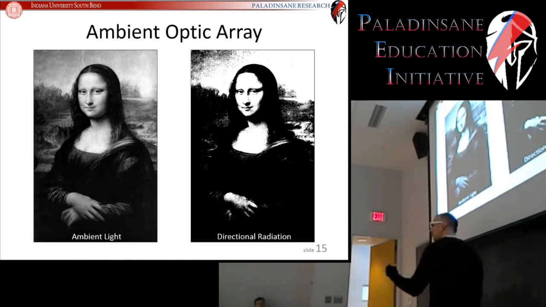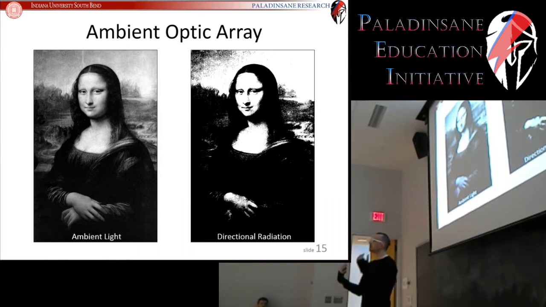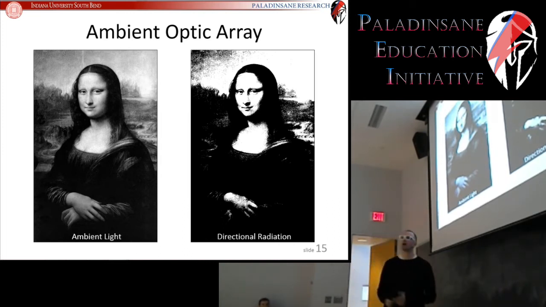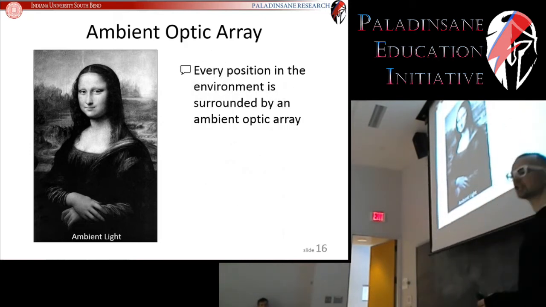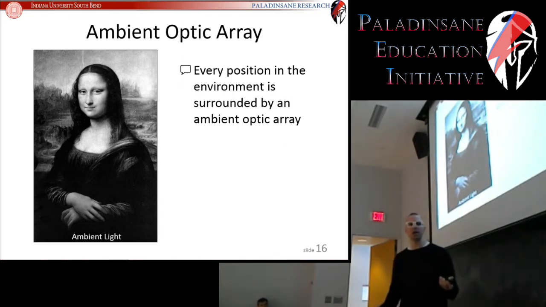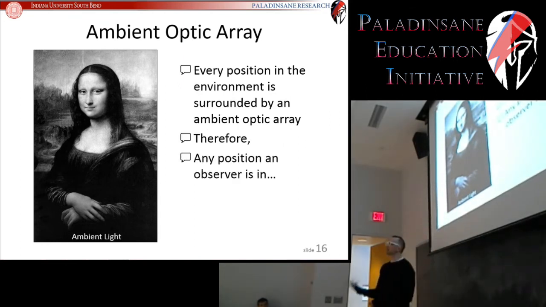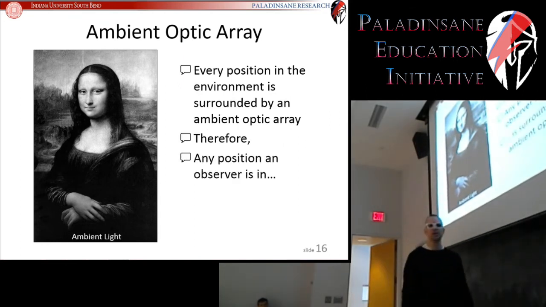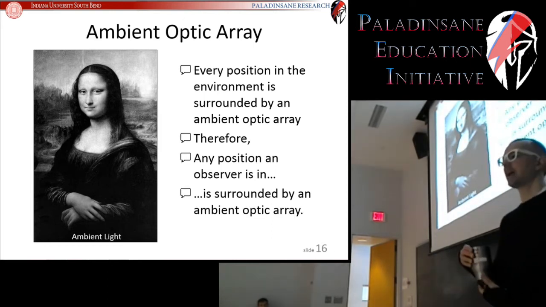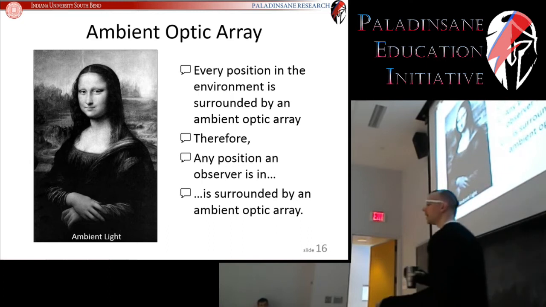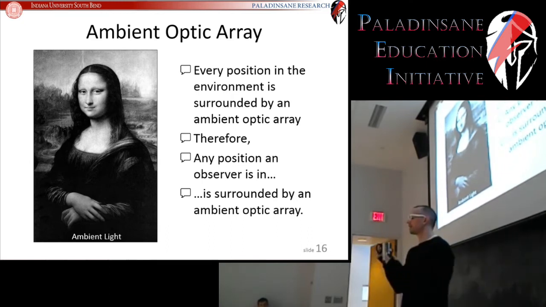It would look very, very different to us. So we live in an environment where there is this ambient light, and once again, Gibson said, that's the environment that we live in. How could we possibly use that information? So every position is surrounded by this ambient optic array. Therefore, any position that an observer finds himself in is also surrounded by that ambient optic array, and we can see everywhere because it's all surrounded. We have that information.